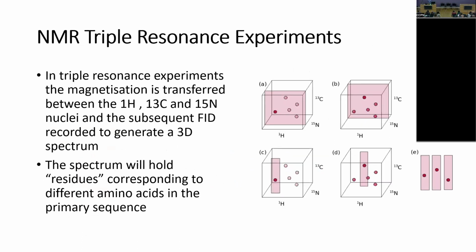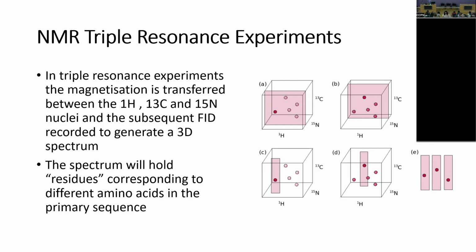These assignments are usually done through sets of triple resonance experiments, where the magnetization is transferred from the hydrogens to the carbons to the nitrogens, which gives the three-dimensional spectrum, in which the amino acids in the backbone will be seen as signals and peaks. Within the spectra, the signals could be sequentially connected, and their chemical shift positions are then used for the assignment of the amino acid type.